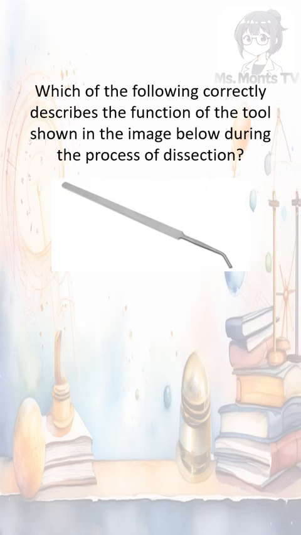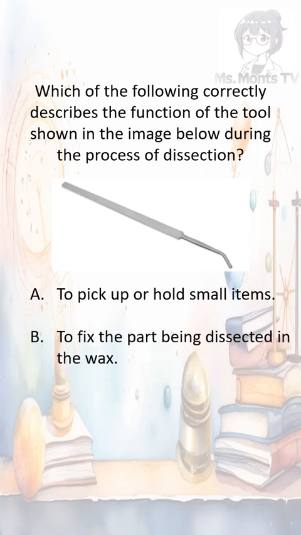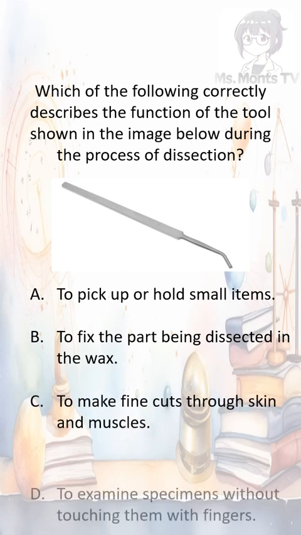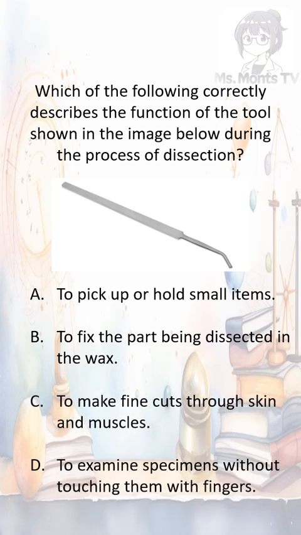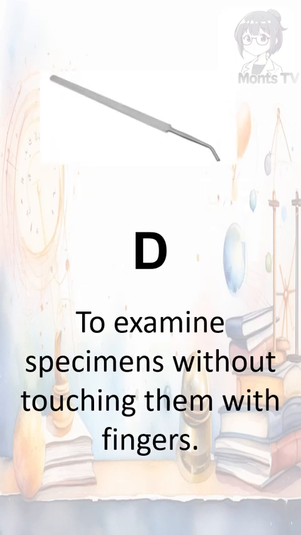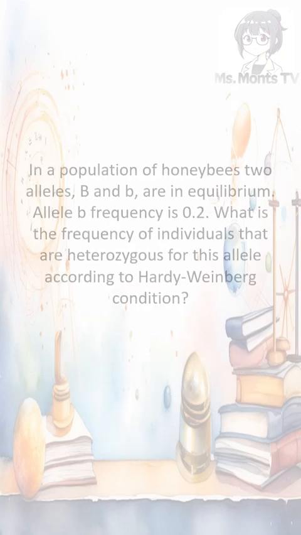Which of the following correctly describes the function of the tool shown in the image below during the process of dissection? A. To pick up or hold small items. B. To fix the part being dissected in the wax. C. To make fine cuts through skin and muscles. D. To examine specimens without touching them with fingers. D. To examine specimens without touching them with fingers.